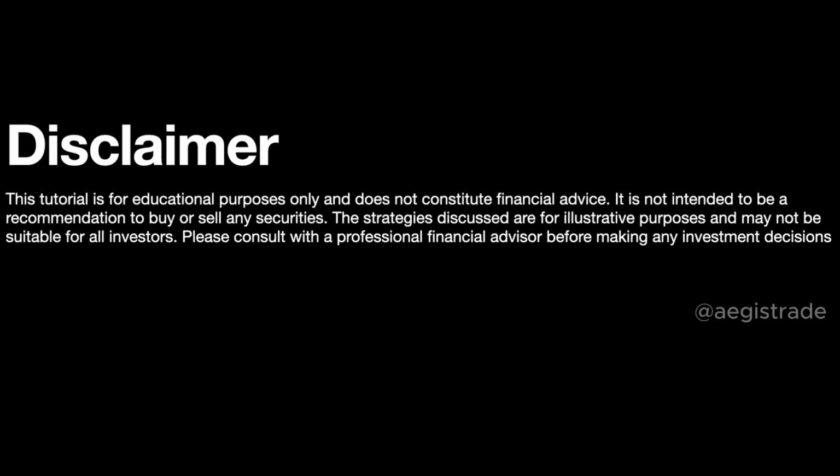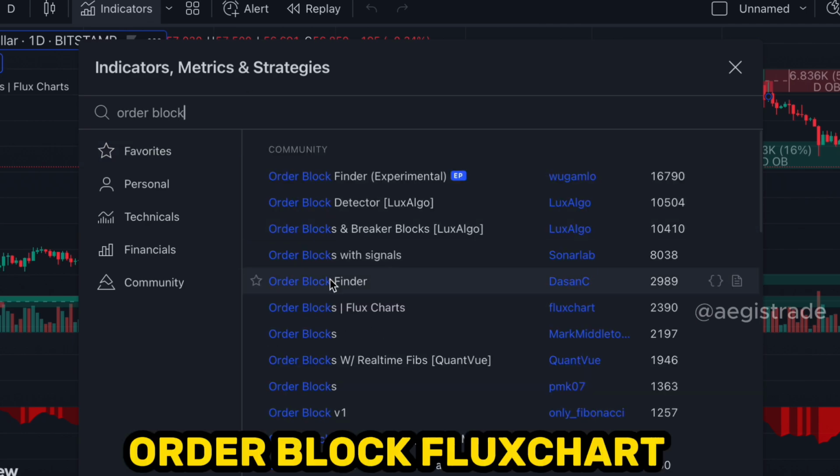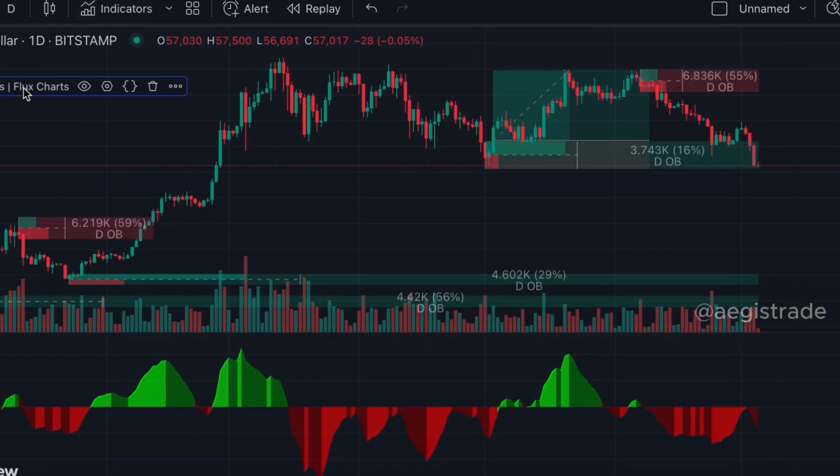Let's start. First of all, open up the Indicator tab. Search for Order Blocks by Flux Charts. Basically, just open up the indicator. After that, you can customize the indicator settings.